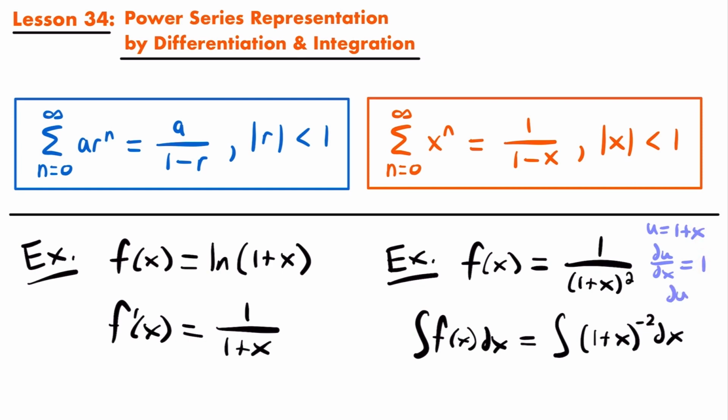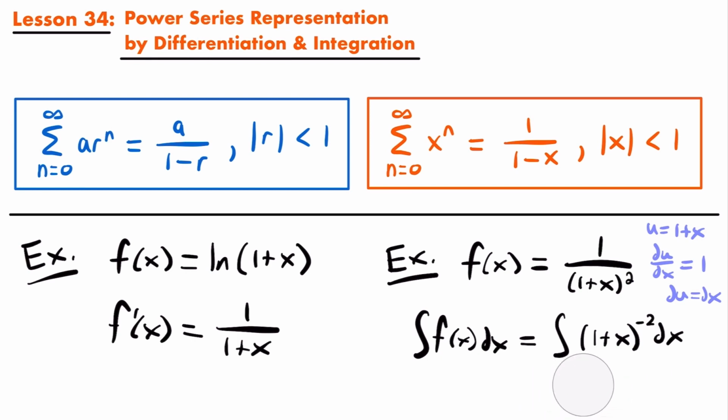And so du is equal to dx, and so this is equal to the integral of u to the power of negative 2 times du. All right, and then we would use the power rule for integration. And so we would add 1 to this exponent to have u to the negative first power, and then we would divide by that new exponent of negative 1.